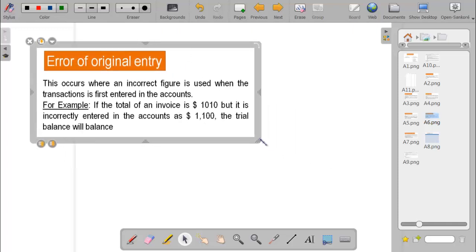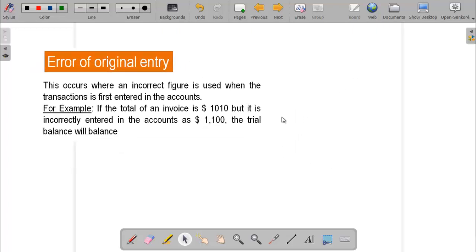Now see the next error: error of original entry. What is this? This occurs when an incorrect figure is used when the transaction is first entered in the accounts. Let me tell you, one example is given. If the total of an invoice is 1010, but it is incorrectly entered in the account as 1100, the trial balance will balance. Let's take an example. Suppose sold goods to Ram.